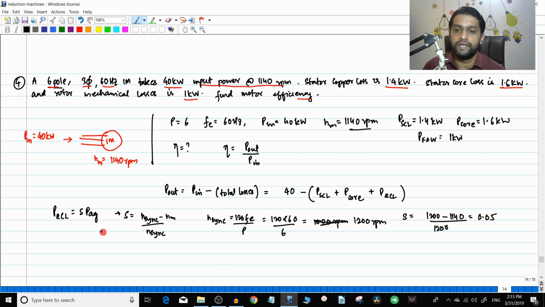Now next is finding the air gap power. You know that the air gap power will be equal to the input power minus the stator copper loss minus the core loss.